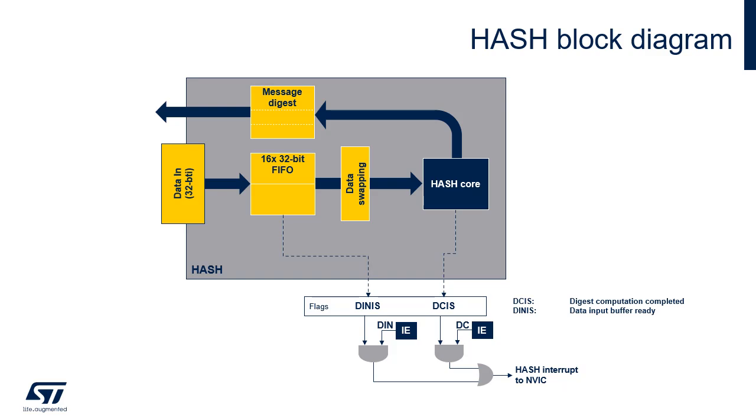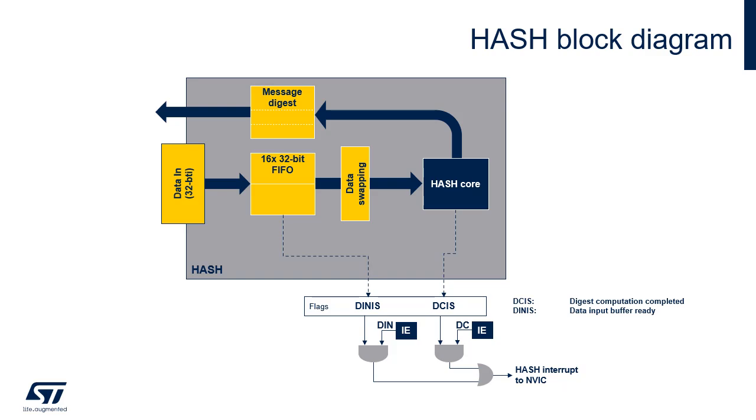This simplified block diagram shows that the hash processor processes data blocks through a FIFO and generates digests once the message has been fully loaded. Input data may be swapped before entering the core unit. The hash processor manages two individual maskable interrupt sources in the event of a digest calculation completion or a data input buffer ready.